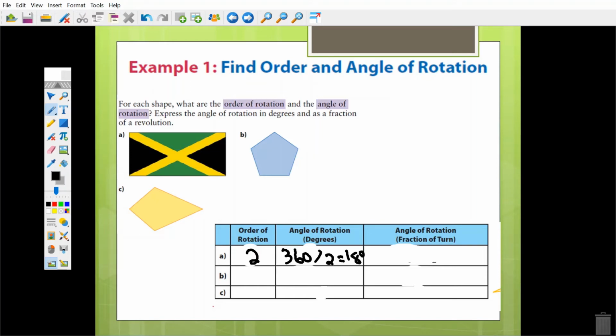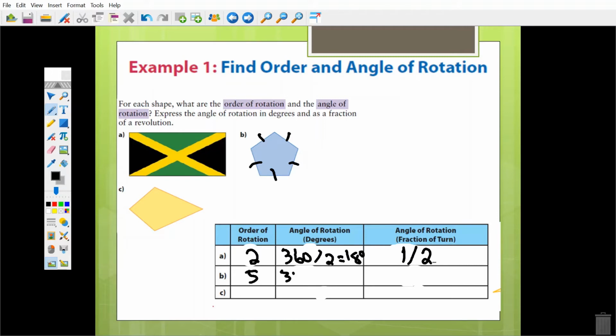To find the angle of rotation as a fraction of a turn, well, we start with one complete turn, and the order of rotation is 2, so that means every half a turn you will see the same picture you do right now. You don't use the angle of rotation as a fraction very often, more the times it's spent with the degree. For the pentagon, with 5 equal sides, the order of rotation is 5.